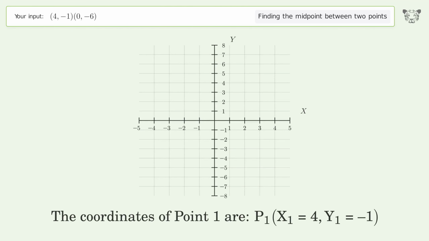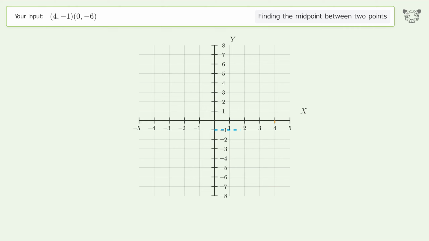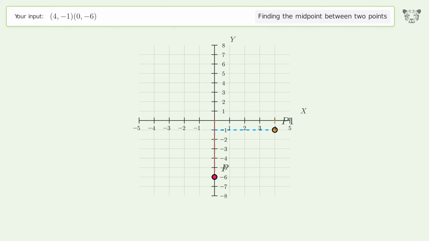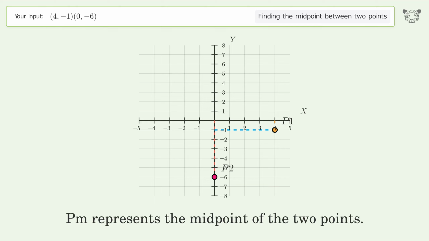The coordinates of point 1 are x1 equals 4, y1 equals -1. The coordinates of point 2 are x2 equals 0, y2 equals -6. PM represents the midpoint of the 2 points.